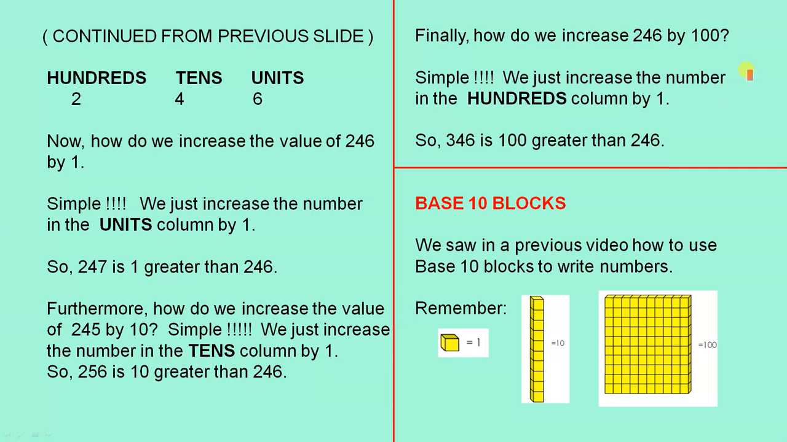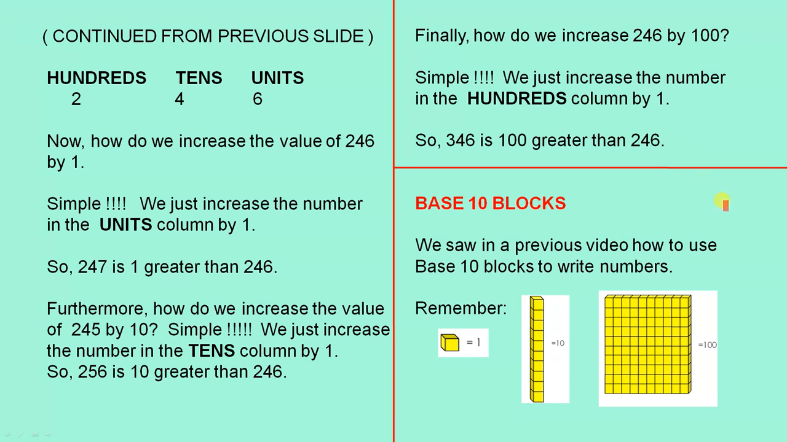Finally, how do we increase 246 by 100? Simple. We just increase the number in the hundreds column by 1. So increase this from 2 up to 3. So 346 is 100 greater than 246.